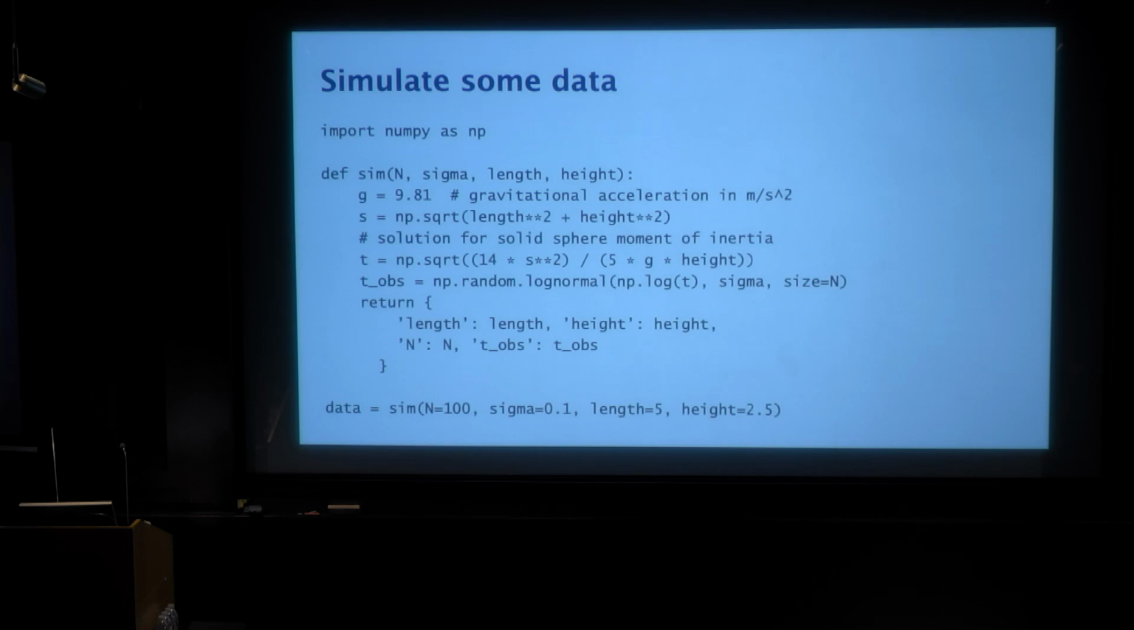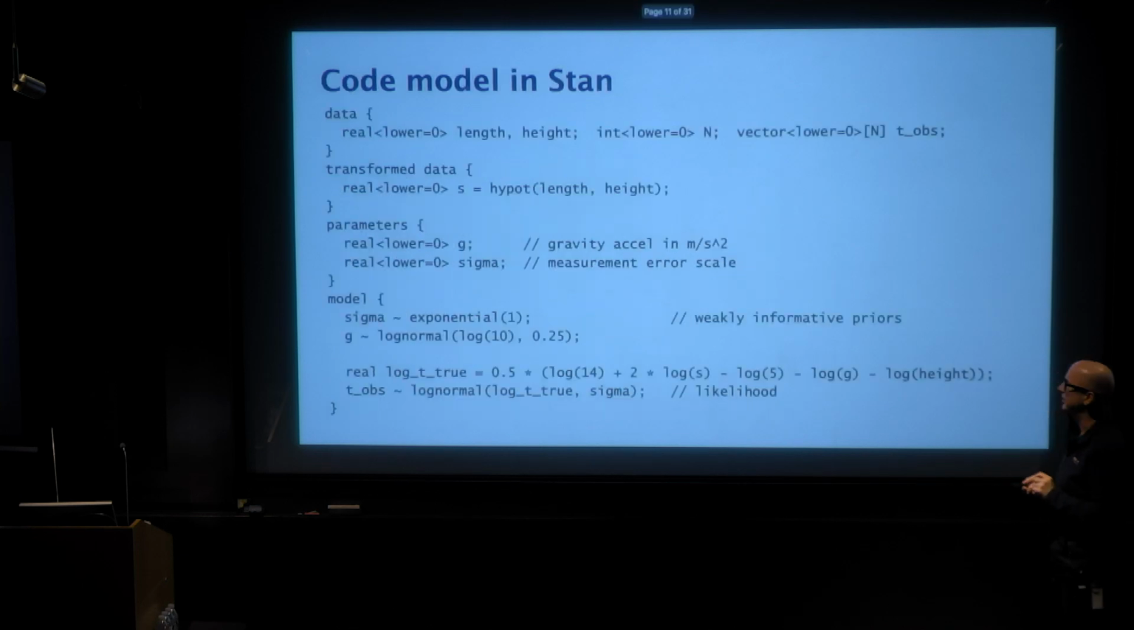So this is going to give us our data, right? So we're going to run this. We're going to get 100 observations of what might have happened for somebody rolling a ball down a ramp.